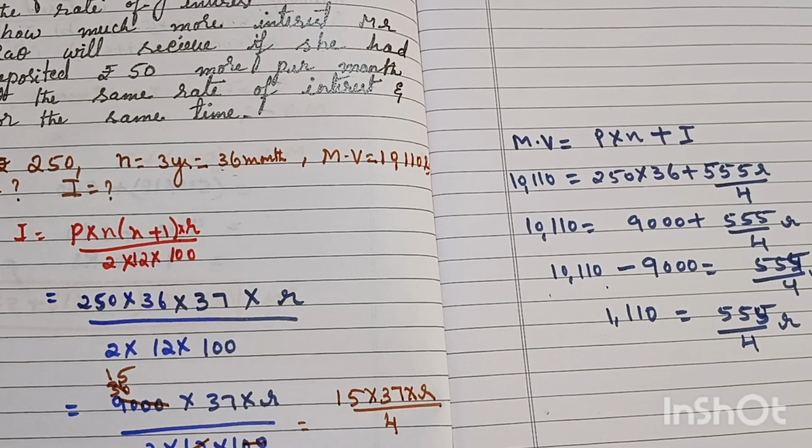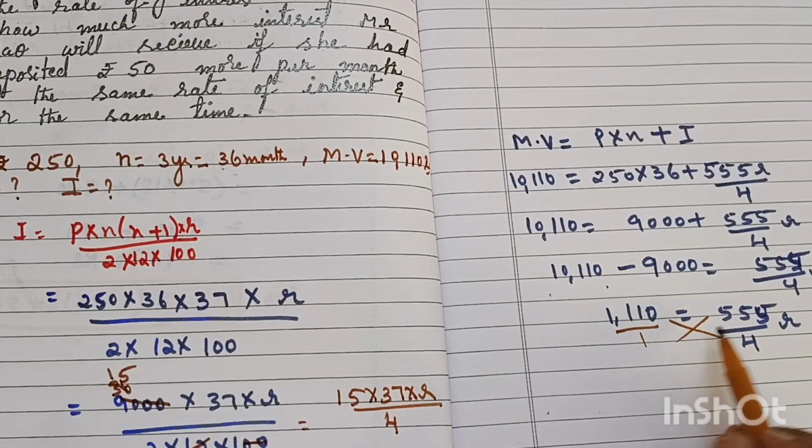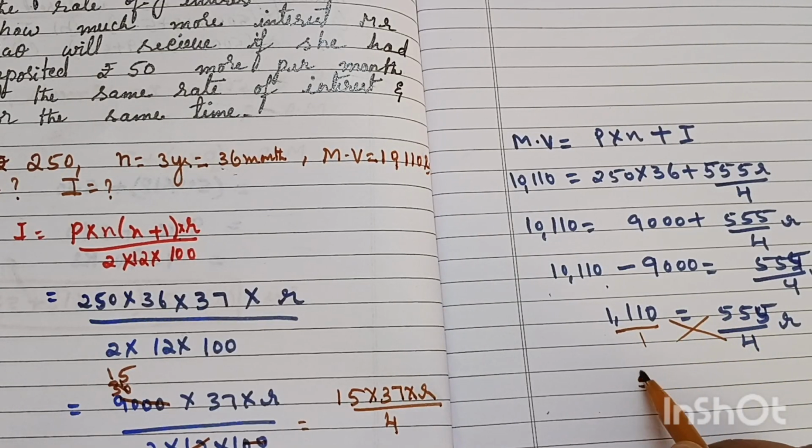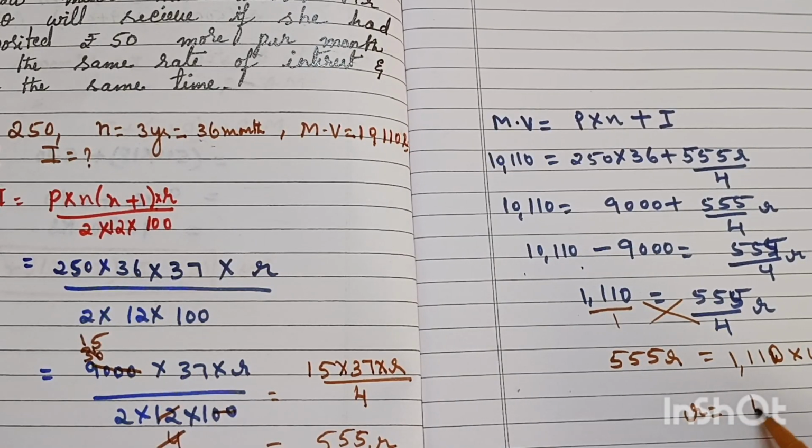Here it is a fraction, so make it a fraction by 1. Then cross multiply. 555 r into 1 is the same thing, 555 r, equals 1,110 into 4. So we have to find the value of r. So r is equal to 1,110 into 4 divided by 555.